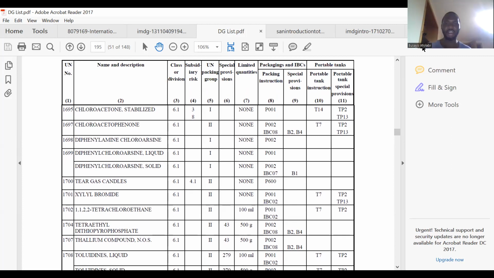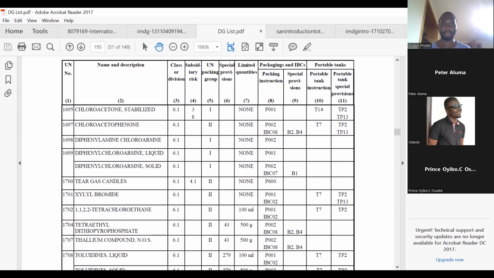Okay. So why are we having it inflammable or flammable? Flammable solid. Okay, 4.1 is flammable solid. Yes, flammable solid, please. So why is it under subsidiary risks? What's it trying to tell us there?